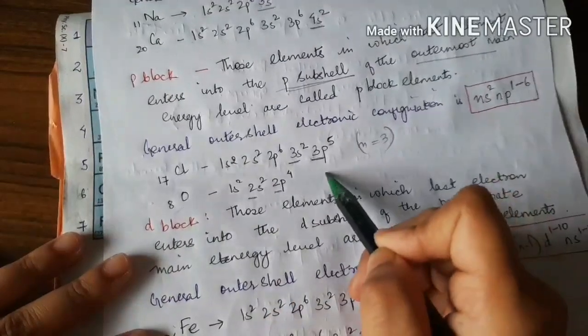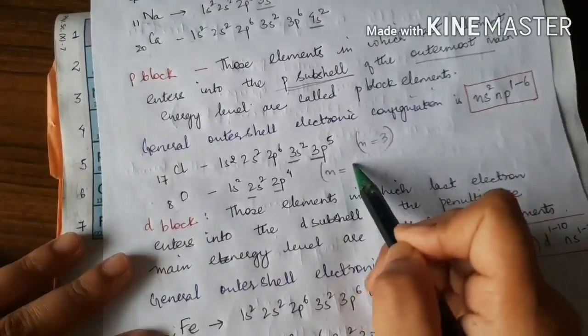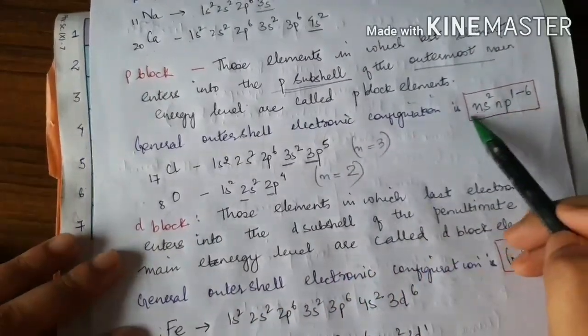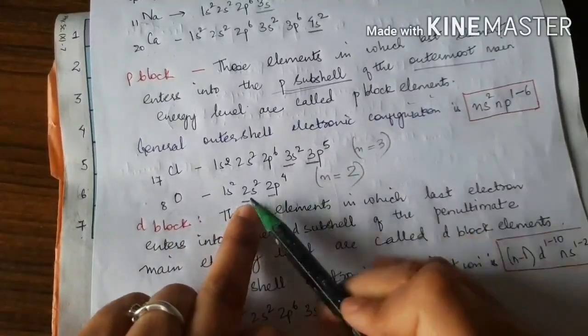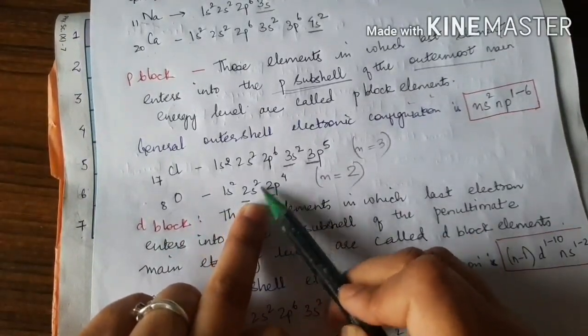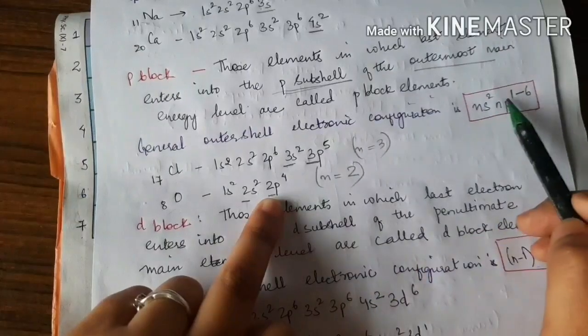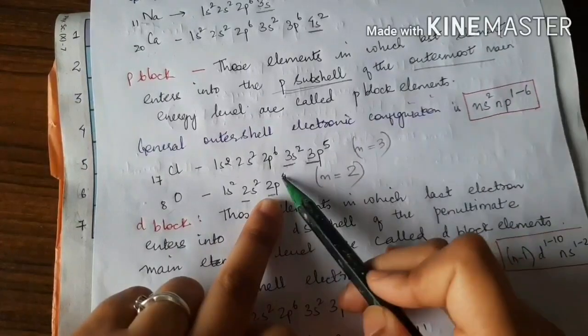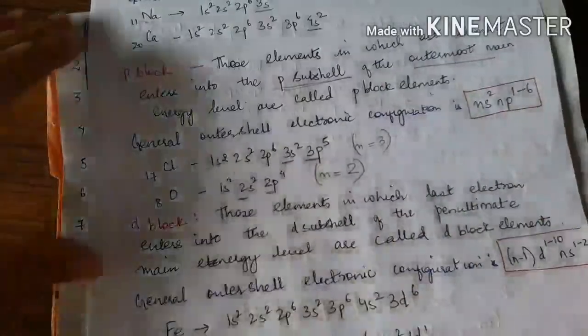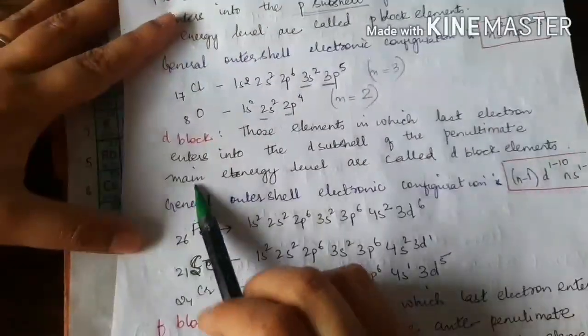So here, the value of n is 2. Here n is 2, s is completely filled, p is 4. From 1 to 6, it can be 4. Yes, that is the p block. Okay, then we have the d block elements.